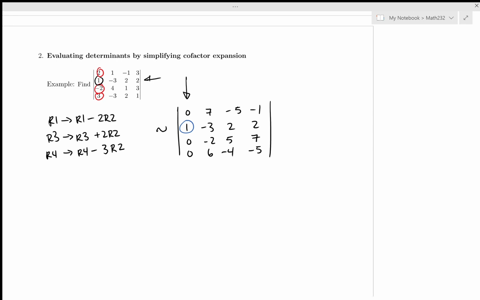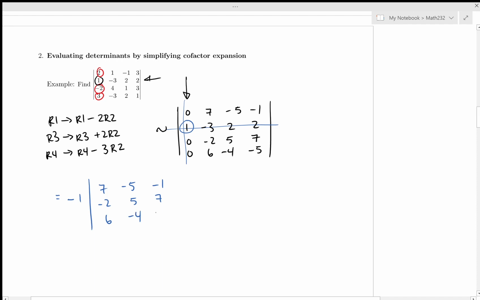So now the determinant can be written this way: minus 1 times the determinant of that matrix, the numbers that are left there. That is 7, minus 5, minus 1, minus 2, 5, 7, 6, minus 4, minus 5. I don't have to do any of the other ones because they're being multiplied by a 0. That's the genius of the 0.